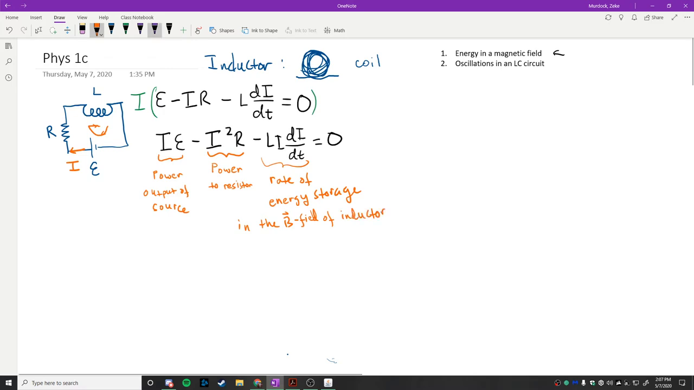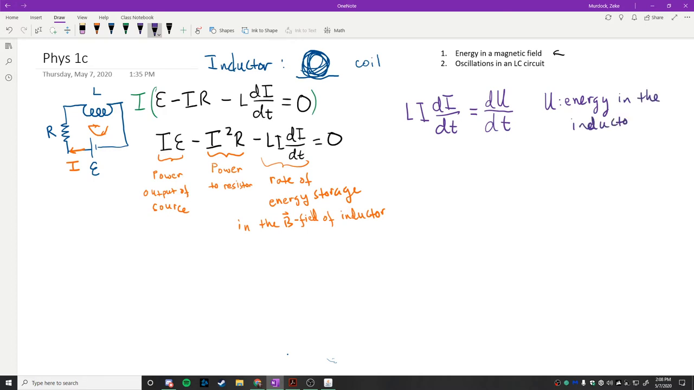Right? And in a way, we could write that like this. We could say that the term L I dI/dt, that's kind of ugly, since it's a type of power, if we defined the energy that's stored inside of the inductor to be U, then this is effectively something like this. So U represents the energy in the inductor. Does that expression make sense to you guys if I say that? This is the rate of energy storage, so that's why we say it's dU/dt. It's the rate of change of energy within that inductor.